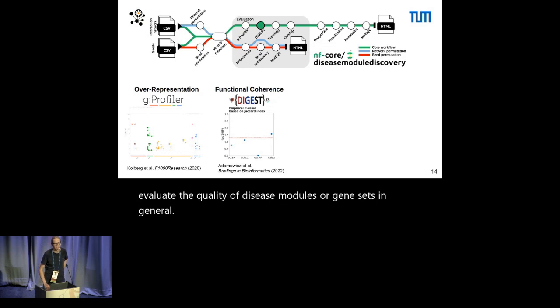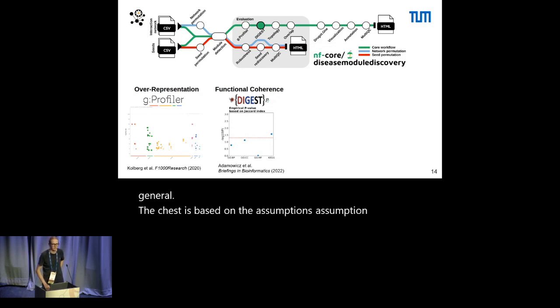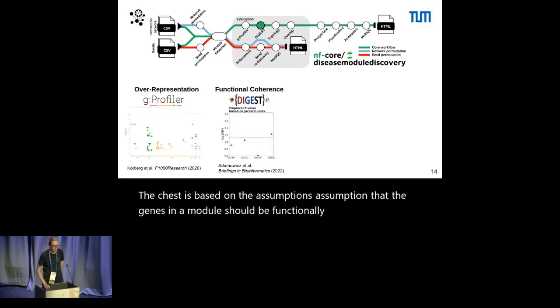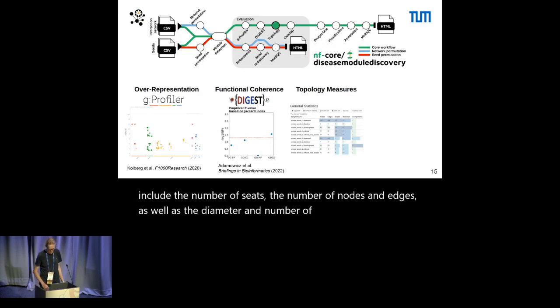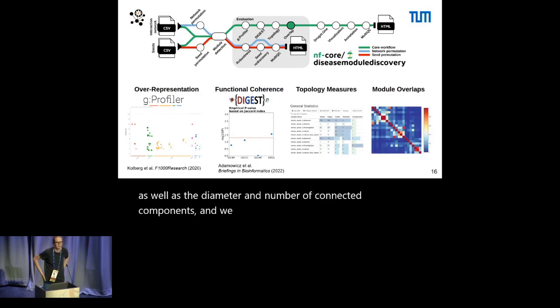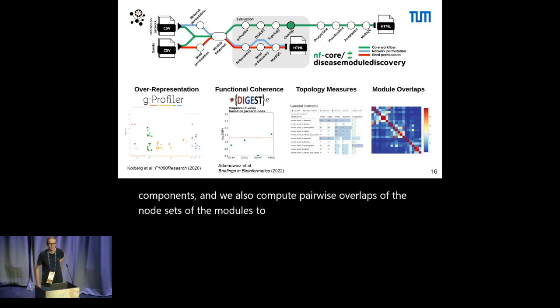DIGEST is based on the assumption that the genes in a module should be functionally coherent, which means they should appear in similar pathways, which is evaluated using empirical p-values. We further report topology measures of the module, which include the number of seeds, the number of nodes and edges, as well as the diameter and number of connected components. And we also compute pairwise overlaps of the node sets of the modules to compare disease modules obtained via different methods, networks, or seed sets.